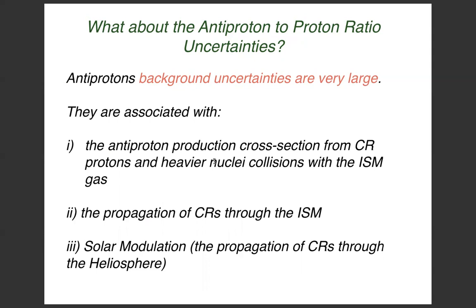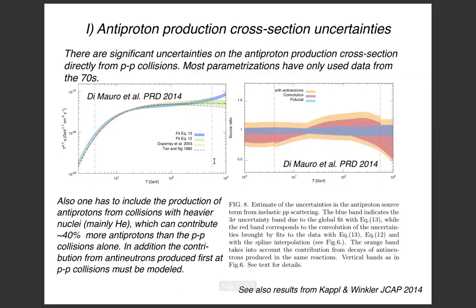The heliosphere is a volume of space that is affected by the solar magnetic field and the solar wind. It extends out to at least 100 AU, and its effect on the cosmic ray spectra is known as solar modulation. I'm going to go over how we handled, with my collaborators, these three uncertainties. So regarding the antiproton production uncertainties, these are large mainly because we rely on experiments from the 70s, where we didn't have colliders. We had basically a beam of particles hitting a fixed target.